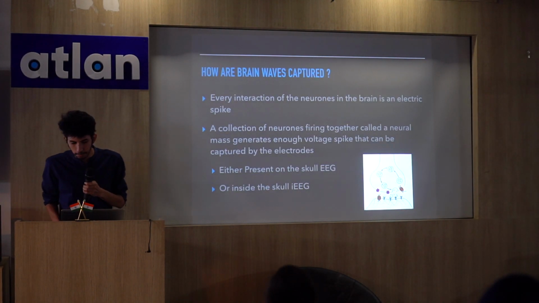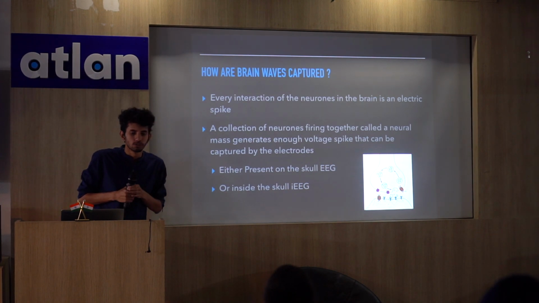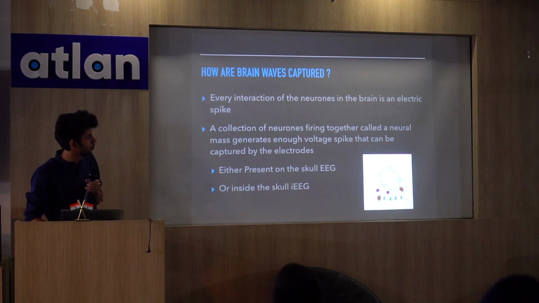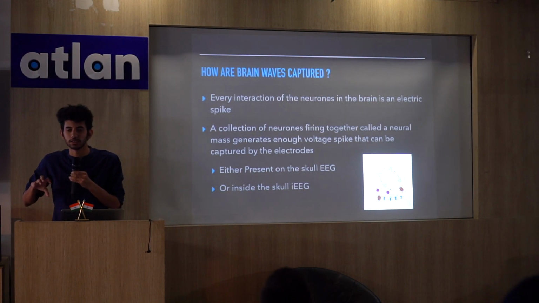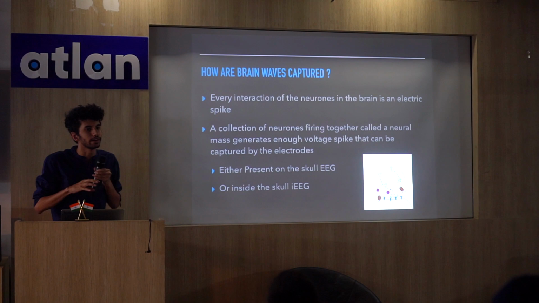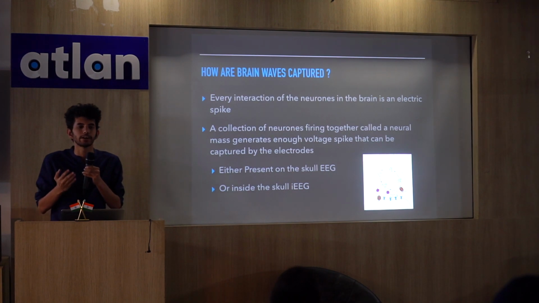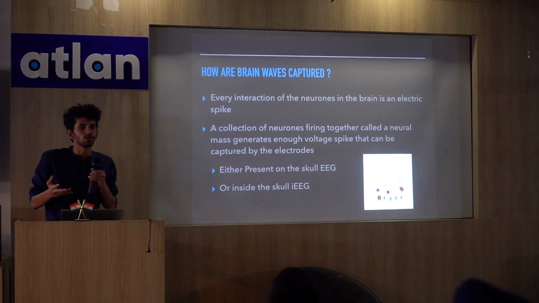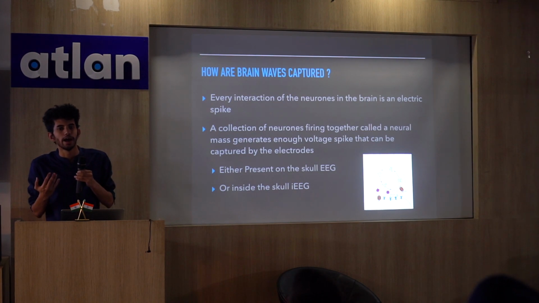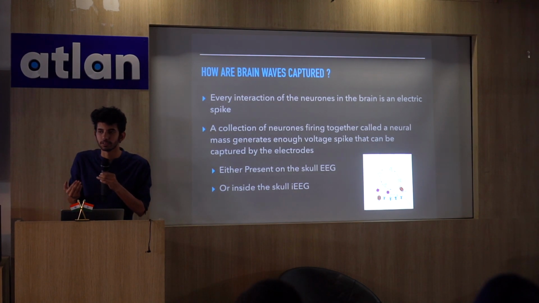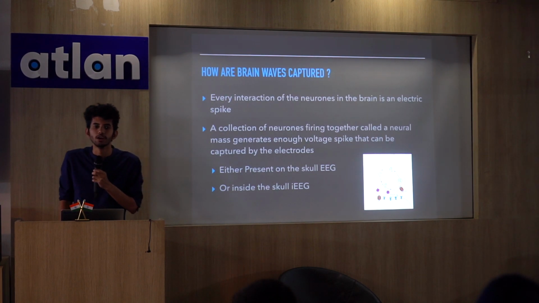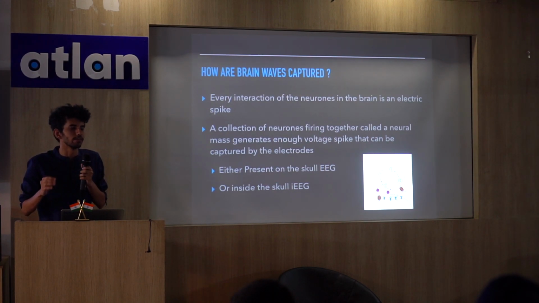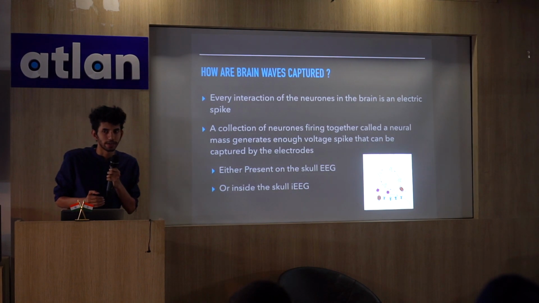Now, how are we able to capture the brain waves? If you look at this small picture, you can see two neurons interacting. Every neuron interaction is due to a difference in electric potential. Current flows when there is a difference in voltage, and when there is a considerable difference in voltage, the information flows from one neuron to another. Now this is in microvolts and even sometimes less than that. So how do we capture that?